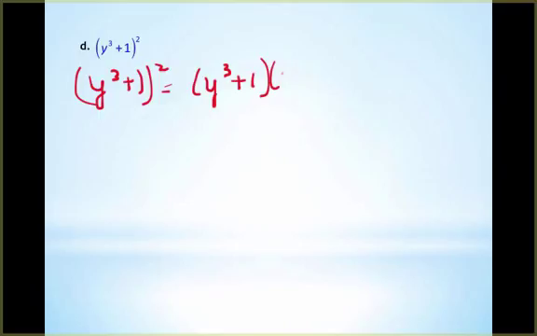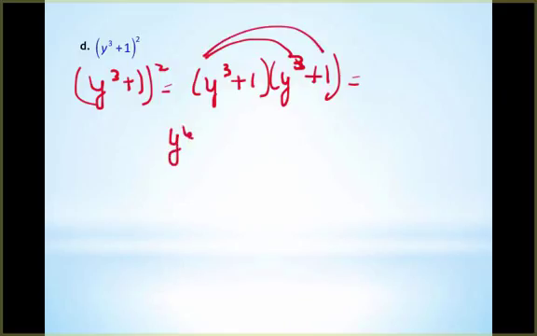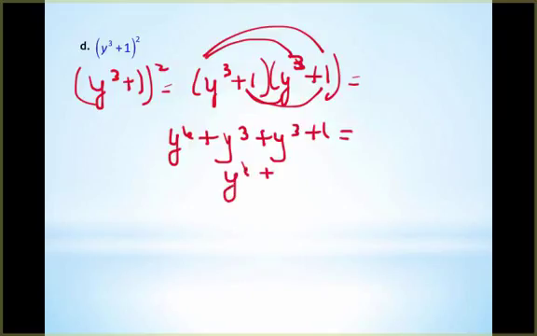One more problem, let's take y cubed plus 1 and square it. So we'll multiply y cubed plus 1 times y cubed plus 1. If we FOIL it, y cubed times y cubed is y to the 6th. Outer plus y cubed. Inner plus y cubed. Last plus 1. So that's y to the 6th plus 2y cubed plus 1.